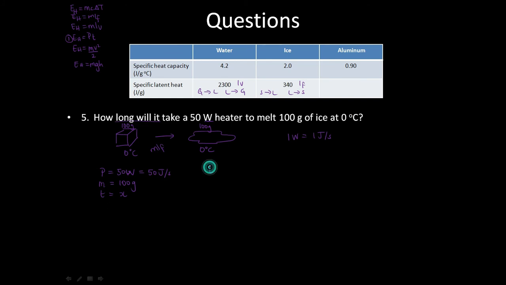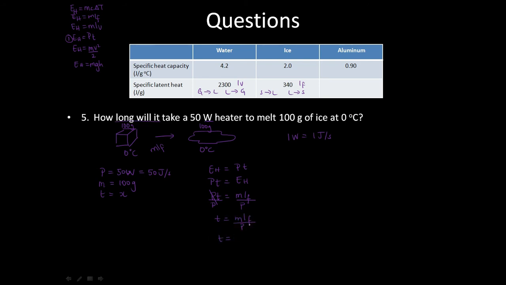EH equals to PT, and since we're looking for time and we read from left to right, I'm going to switch it around. PT equal to EH. And since EH is also equal to MLF, we could substitute and put it right in there. And we say MLF. And since we're solving for T, we leave T in the numerator and we divide both sides by P. So therefore T is equal to MLF over P.